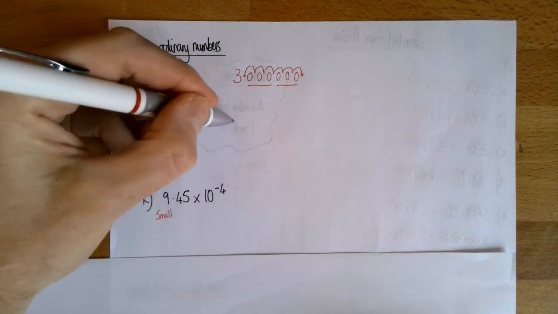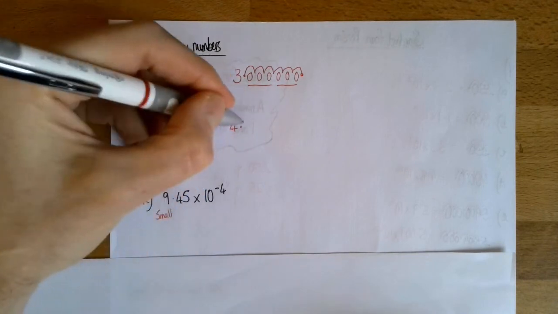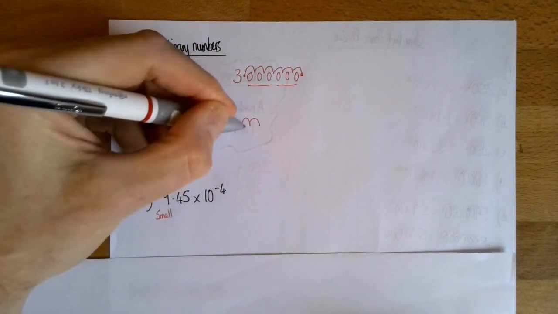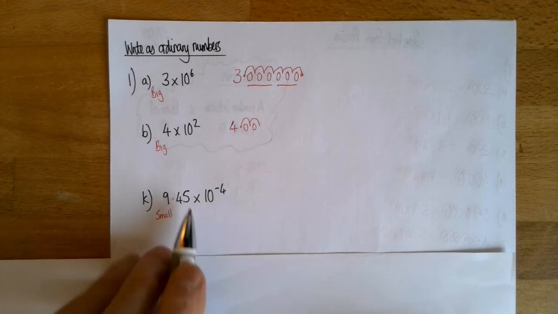This one here, 4. There's the decimal point. We don't normally bother writing it. I've got to move it up 2 places. 1, 2, fill it in with zeros. That's 400. That's 400.